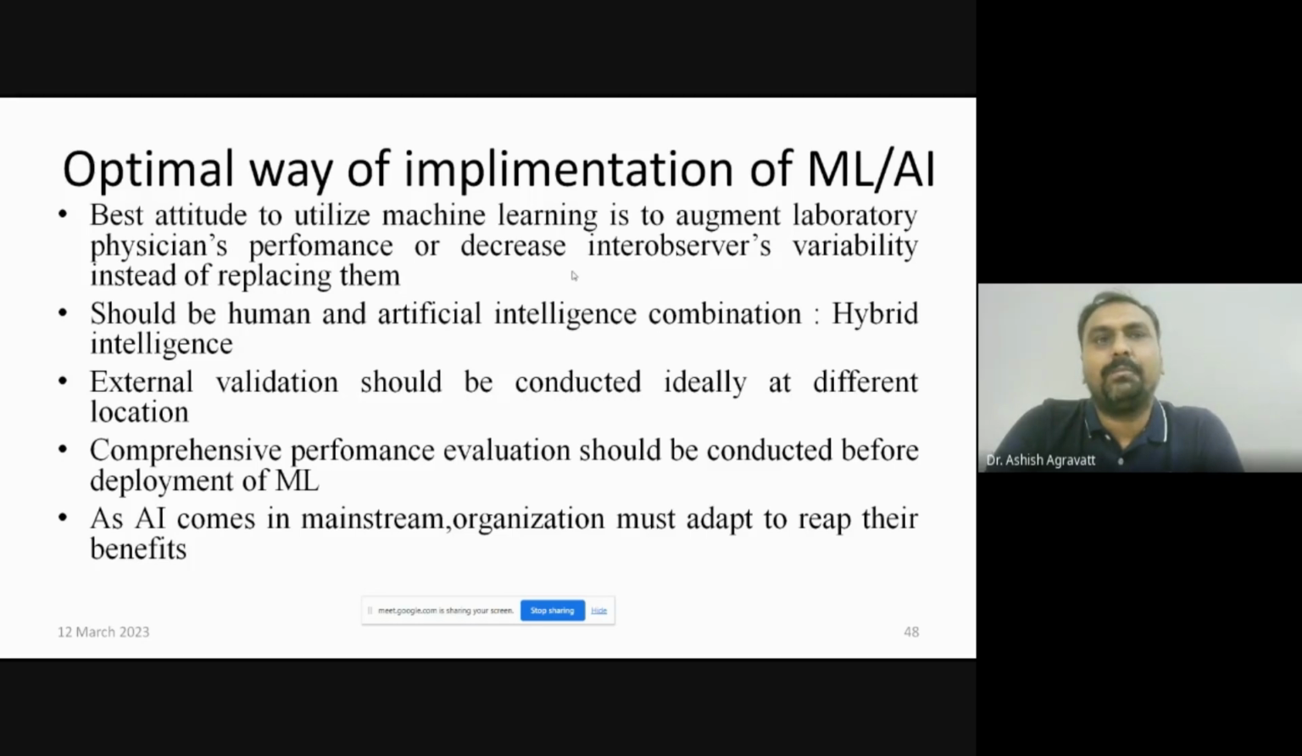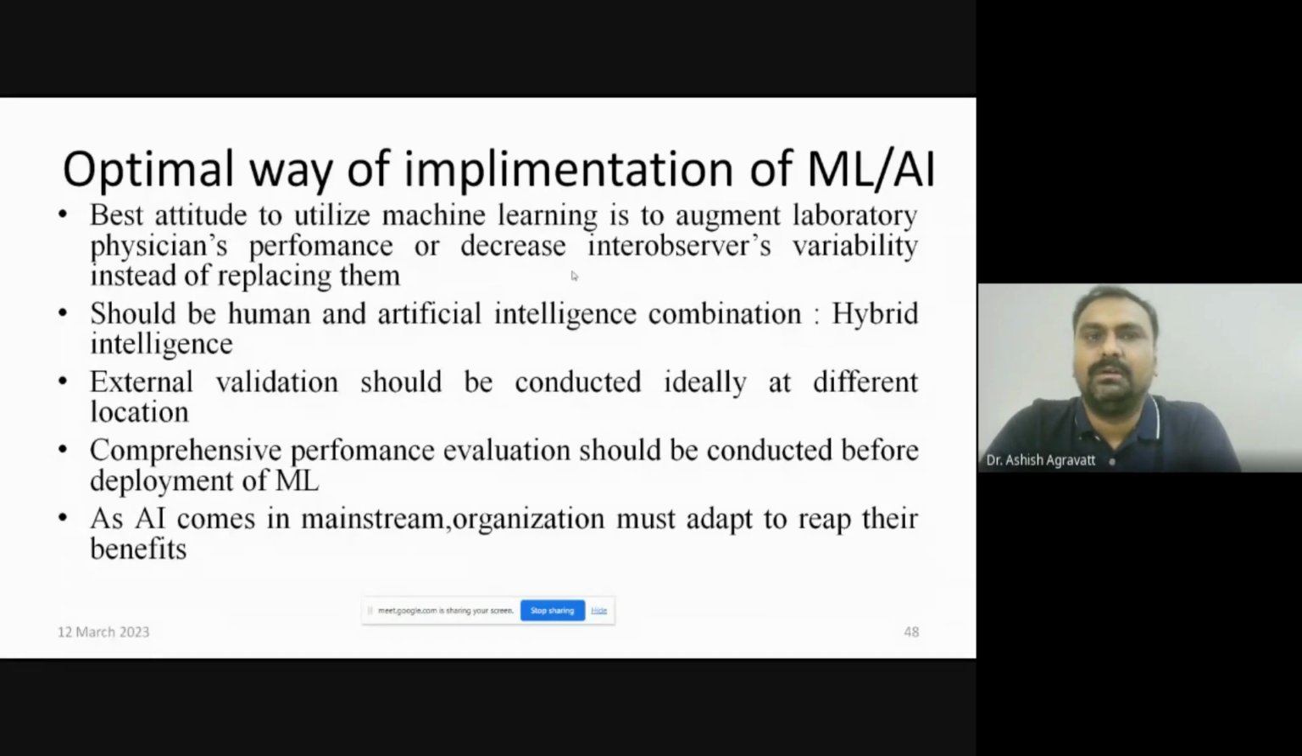So how can we implement machine learning in an optimal way? The best attitude to utilize machine learning is to augment our laboratory physician performance and decrease the inter-observer variability. Instead of replacing the human, with the help of machine learning we can augment our lab physician performance and decrease the inter-observer variability. It should be a human and artificial intelligence combination. So ideally, hybrid intelligence should be used. We should not rely only on artificial intelligence.